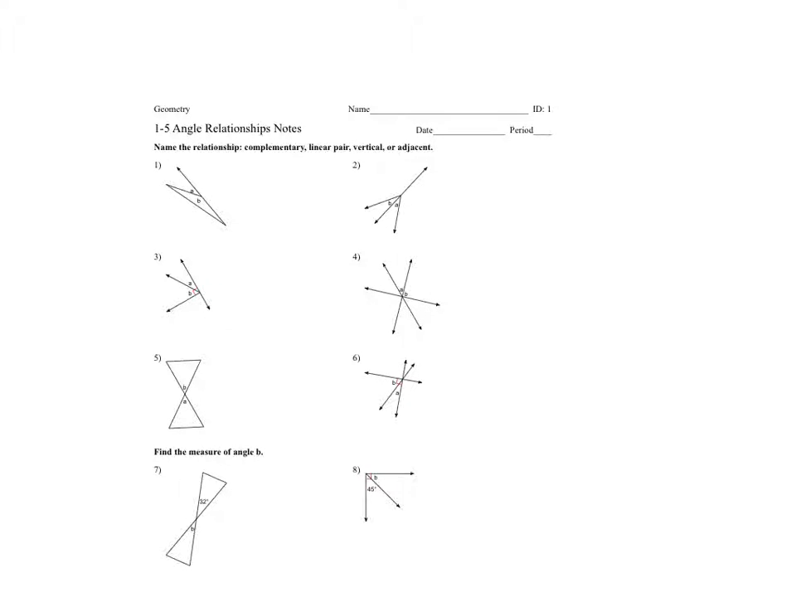Okay, angle relationship notes. So I'm going to go over some vocabulary here and talk about the relationship. I'm going to bring this over to the side, and this will be something you'll just want to write down. The first term we have up here is complementary. Complementary means it has to add to equal 90 degrees.